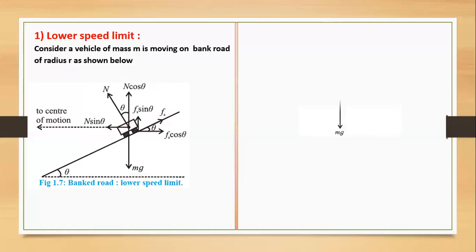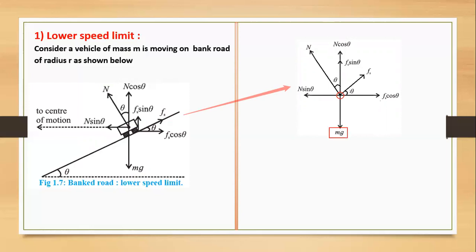Now you can see the forces acting in a component diagram also. This is the component diagram, the same diagram I repeated here with the components only. No vehicle, only components. All the components I consider from the center of gravity. You can see the first component, weight. Then the second component, normal reaction. Then the frictional force.